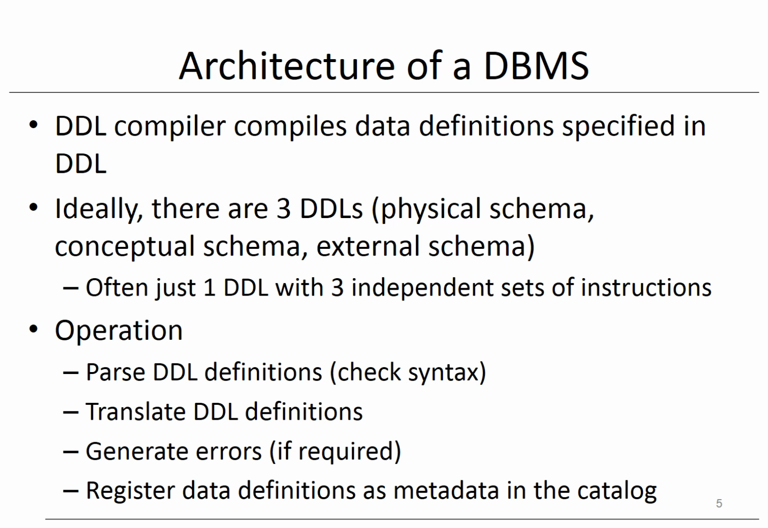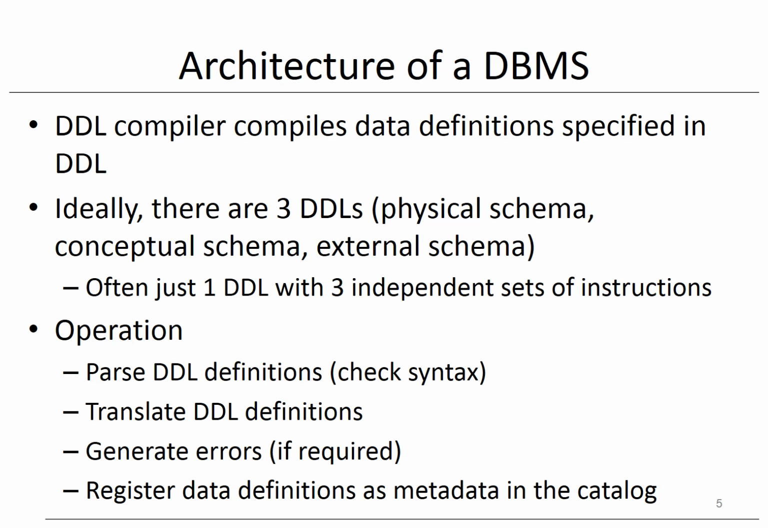The DDL compiler compiles the data definitions specified in DDL. Ideally, the DBMS should foresee 3 DDLs, one for the physical scheme, one for the conceptual scheme, and one for the external scheme. Most implementations, however, have only one DDL with 3 different sets of instructions. This is the case for most relational databases which use SQL as their DDL.